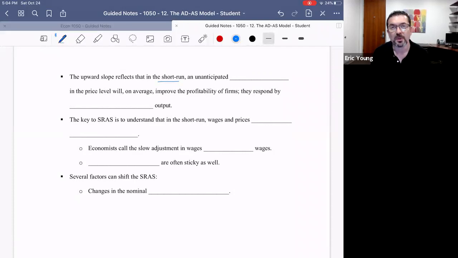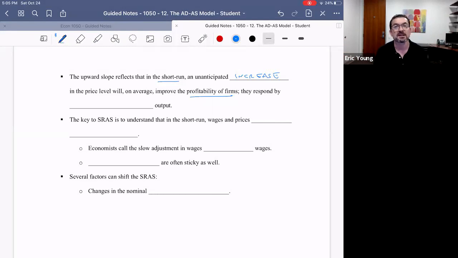The upward slope here reflects that in the short run, any unanticipated increase in the price level on average will improve the profitability of firms. So think about it this way. You've got these firms that are producing. They probably got some medium term, maybe short term, but they've got some contracts with their workers. They've got contracts with their suppliers. So a lot of their prices and wages are sticky.